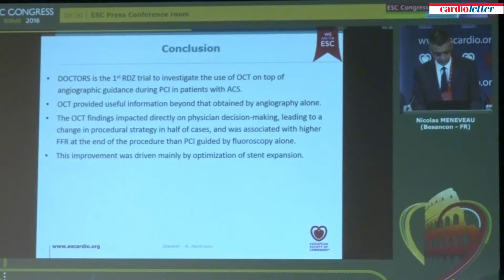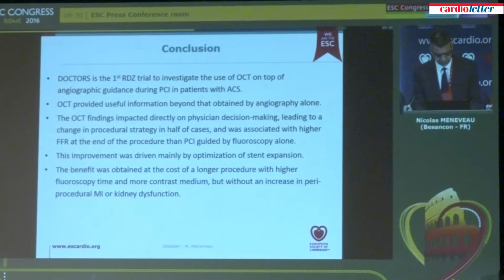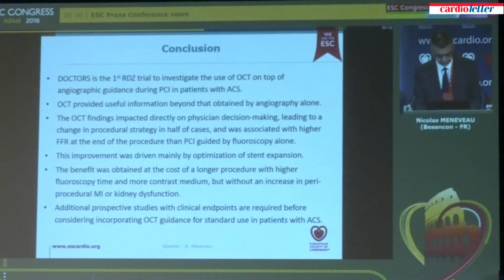The improvement, as you see, was driven mainly by optimization of stent expansion. The benefit was obtained at the cost of a longer procedure, longer fluoroscopy time, and more volume of contrast medium, but without any increase in periprocedural MI or kidney dysfunction. Additional prospective studies with clinical endpoints are required before considering incorporating OCT guidance for standard use in patients with acute coronary syndrome. Thank you.